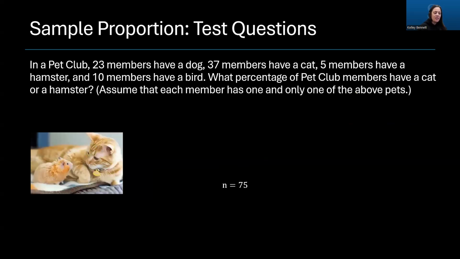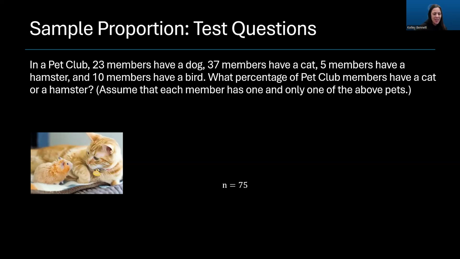All right, and the last example here, in a pet club, 23 members have a dog, 37 members have a cat, 5 members have a hamster, and 10 members have a bird. What percentage of pet club members have a cat or a hamster? Assume that each member has one and only one of the above pets. So the reason we're making the assumption that each member has only one of the pets is if you think back to the Venn diagram days where you had overlap and the total wasn't quite the total and things were tricky. So we're taking that trickiness out of the problem. So you can only have one pet in this pet club.